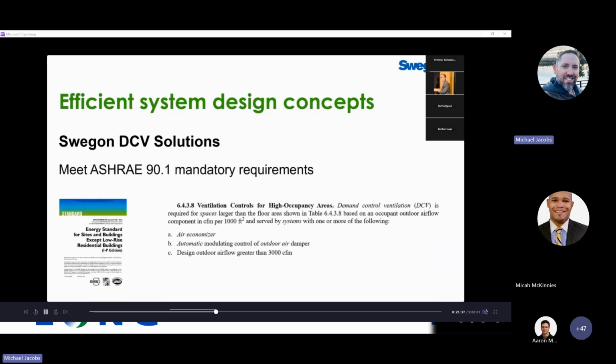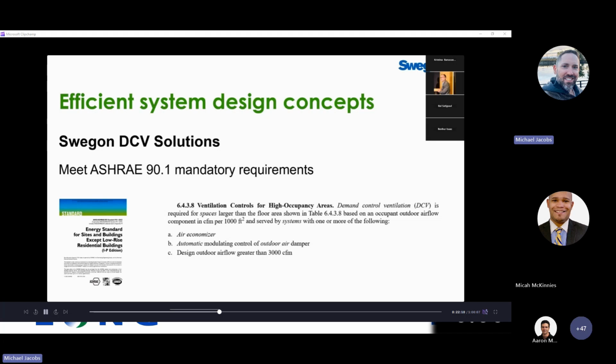I already mentioned ASHRAE 90.1. Depending on where you live and what your jurisdiction has decided for their local building code, if they've adopted the language of standard 90.1, then it's pretty likely, depending on the building size, of course, that you will need to apply demand control ventilation anyway. So it doesn't matter how nice of an idea Swegon thinks it is. It's possible that you're just flat out required to have DCV in your building to meet ASHRAE 90.1.